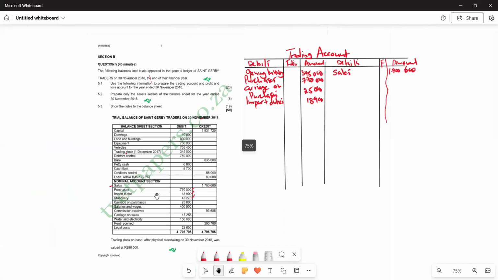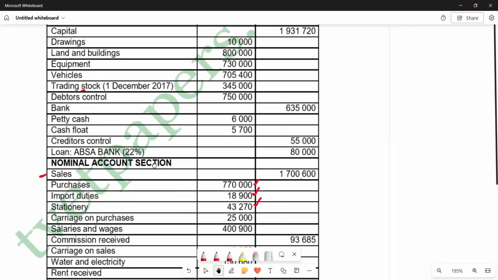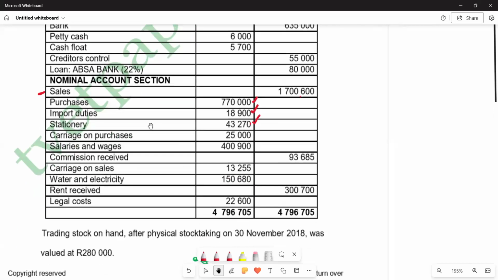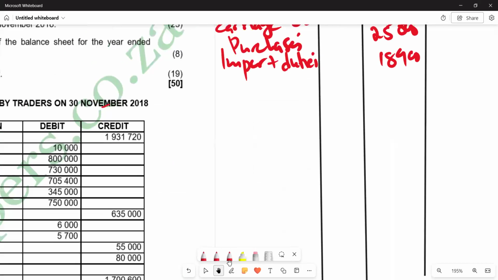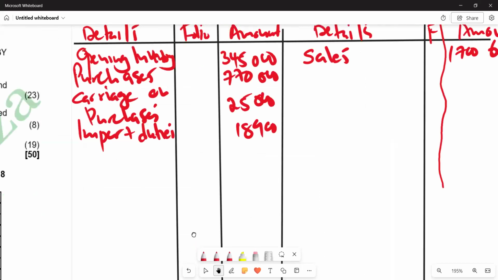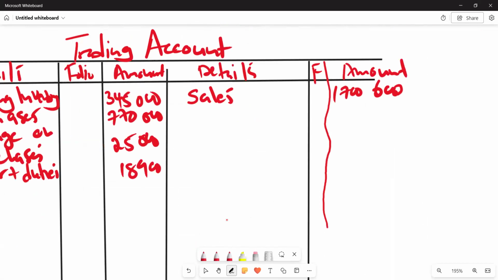But if you go to additional information, you're going to see that we also have our closing stock. Trading stock on hand after fiscal stock taking on 30 November 2018 was valued at 280,000. So remember the date that we're given is reflecting that this is our closing stock. So we've got 280,000, and our closing stock should go to the credit side. So if you come here, you'd see that now we are saying closing stock on the credit side.